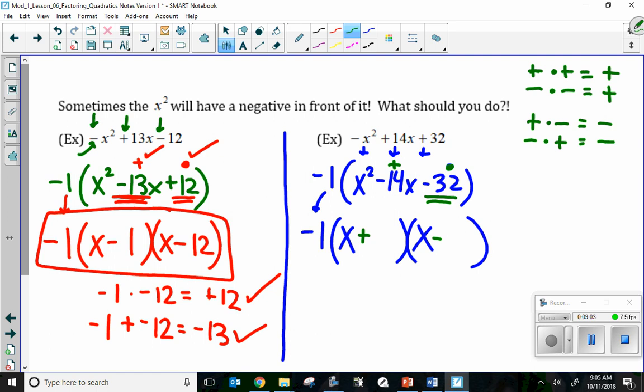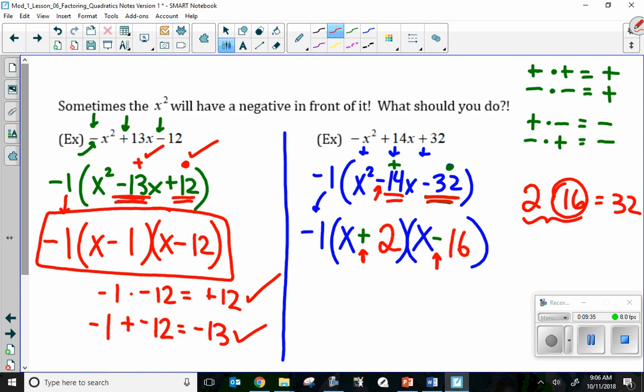So, if the signs are different, which they are, what multiplies to 32 that's different by 14? 2 times 16 is 32. These two numbers are different by 14, absolutely. So, remember what I said. The bigger number always takes this middle sign. So, 16 should be negative, 2 should be positive, and that's your answer.